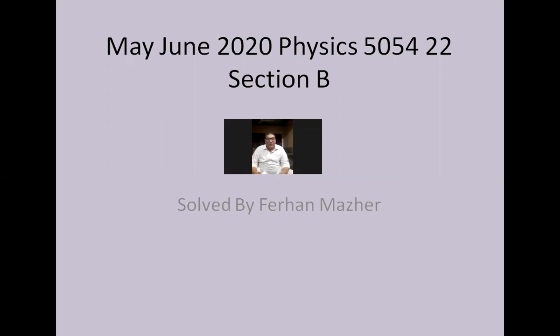Right now, we are studying the subject of physics. This is O-levels physics. Physics 5054 is its code. Today, we have set our hearts to solve May, June 2020, 2-2 paper. This is a theory paper, and this belongs to zone 2. Today in this session, we will be solving section B of this paper.